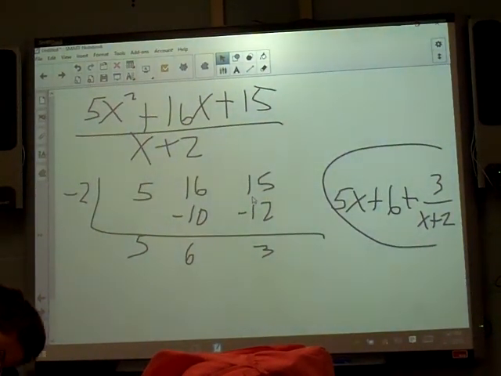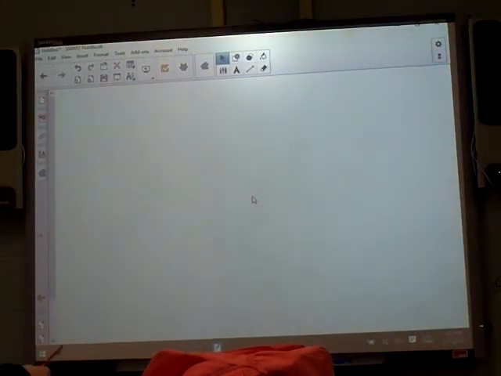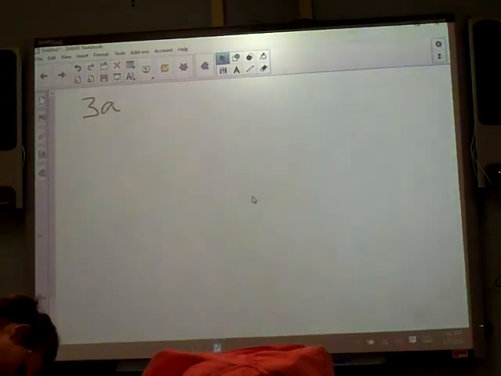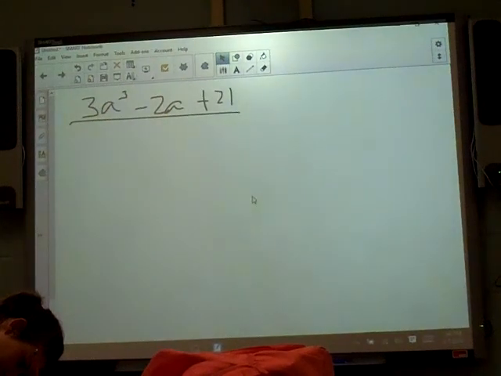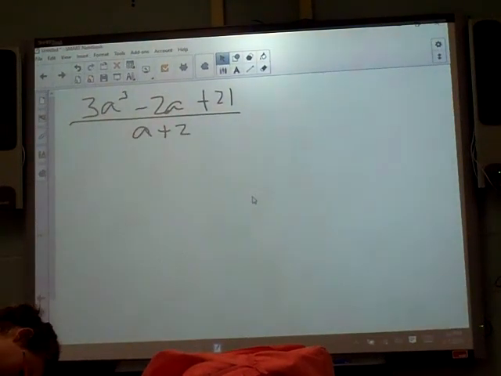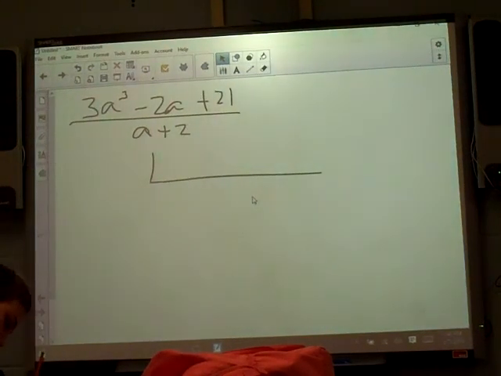Alright, let's check this one out. Let's start: 3a cubed minus 2a plus 21 divided by a plus 2. Alright, let's fill our box in. What's going to go in your box? 3. Negative 3. 0. 0.